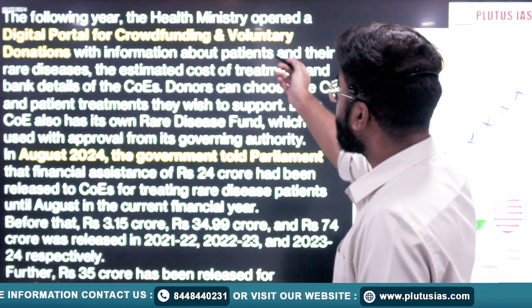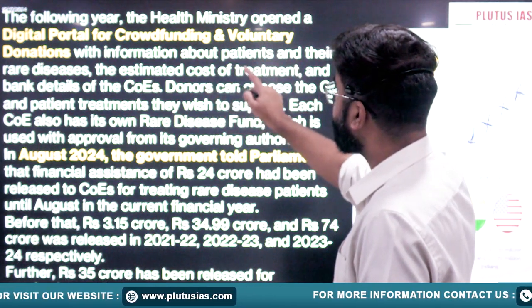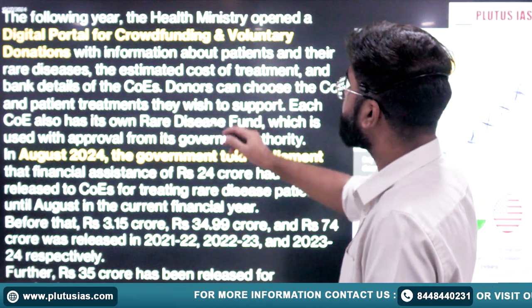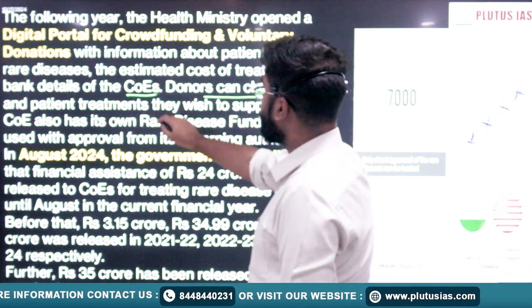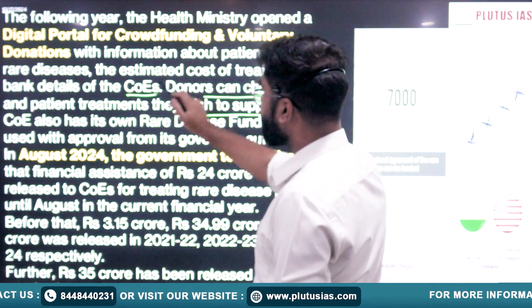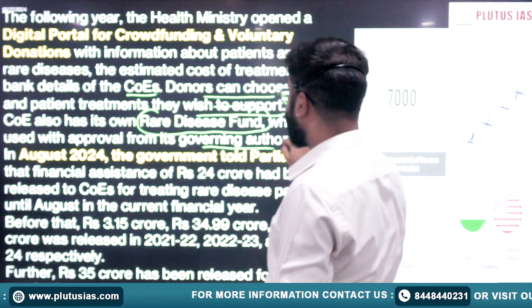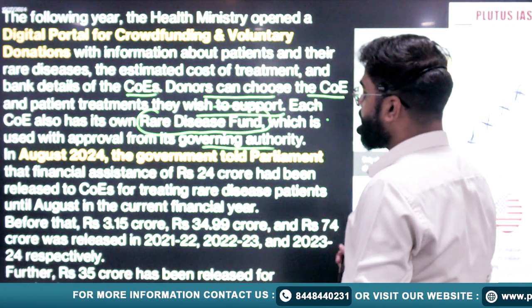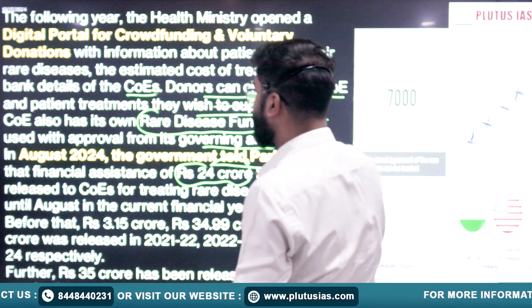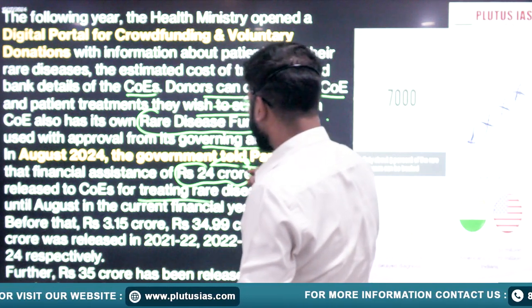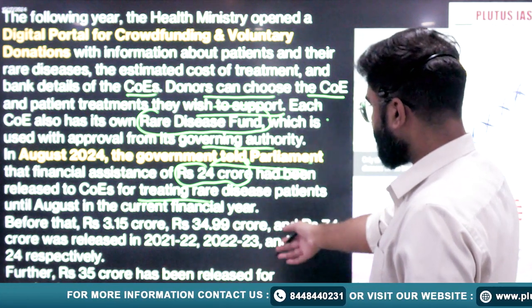So, a digital portal for crowdfunding and voluntary donation, with the information about the patient and their rare disease, the estimated cost of treatment, and bank details of the center of excellence. The donor can choose the center of excellence and patient treatment they wish to support. Each center of excellence also has its own rare disease fund, which is used with approval from its governing authority. In August 2024, the government told Parliament that financial assistance of up to 24 crore had been released to centers of excellence for treating rare disease patients until August in the current financial year. Before that, kuch data diya hua hai.